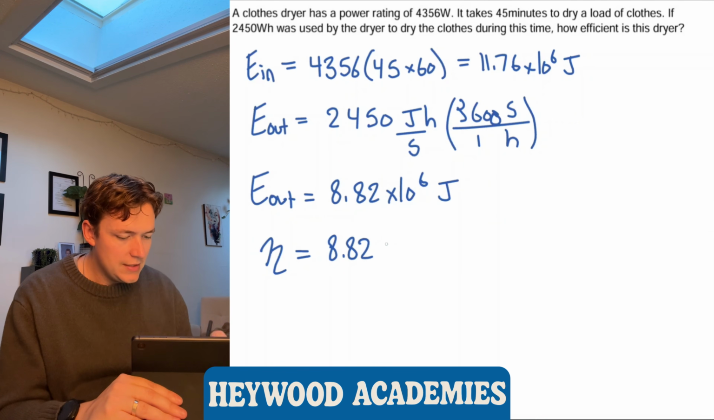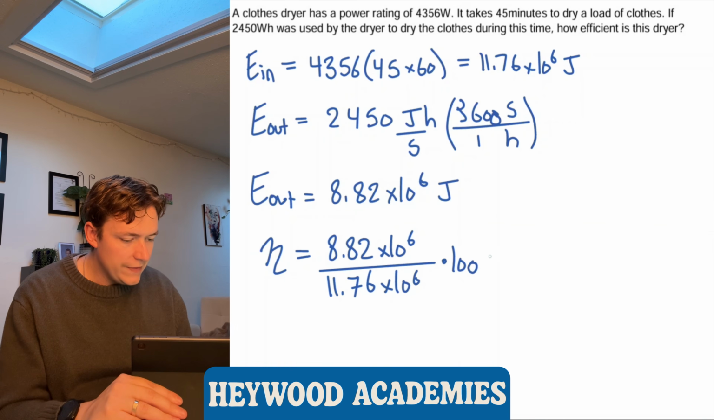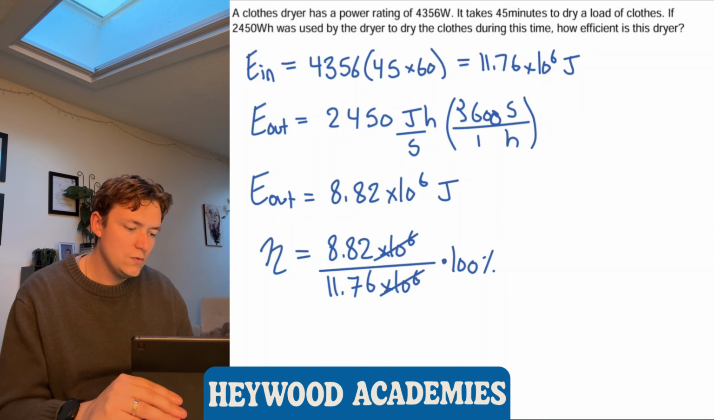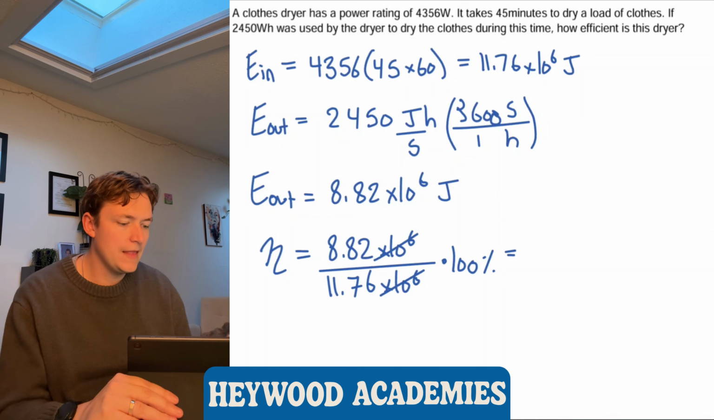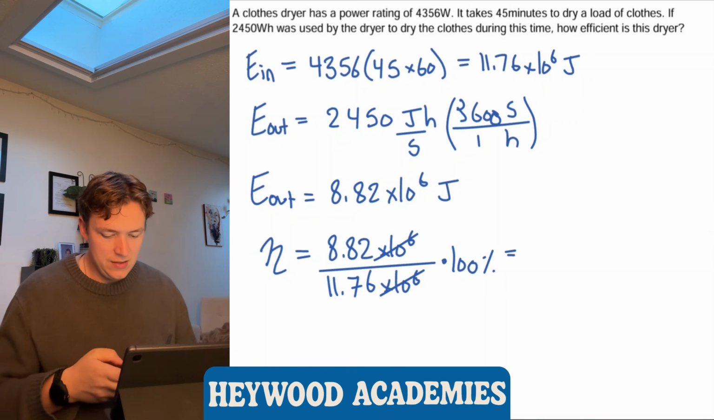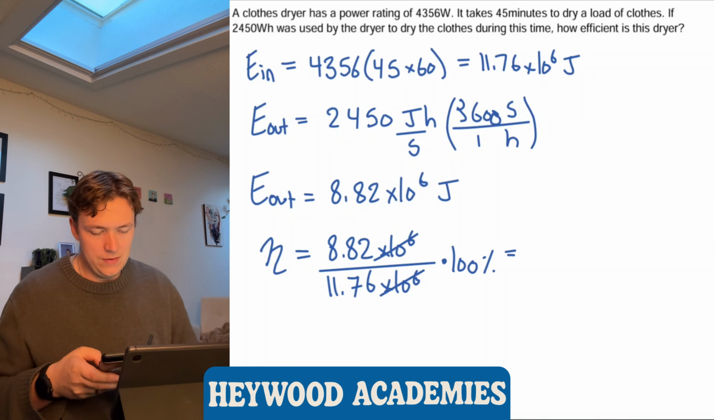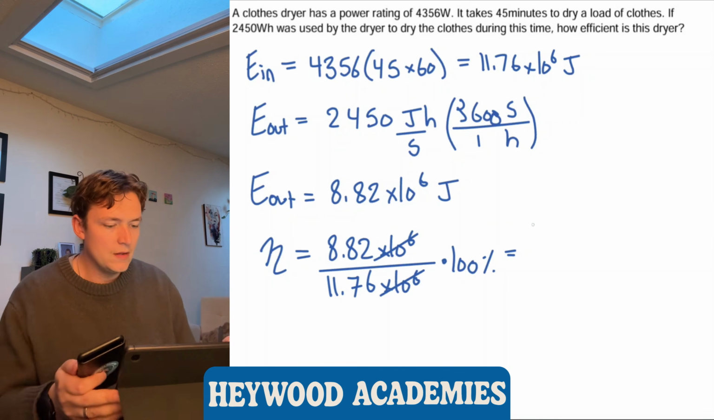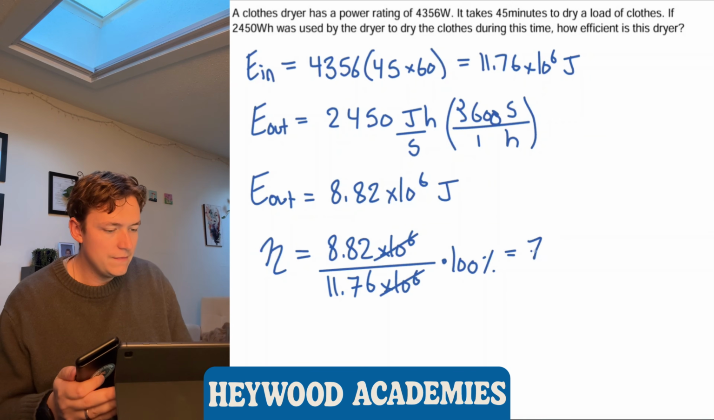So there's a times 10 to the 6 on the top, and there's a times 10 to the 6 on the bottom. So if you want to, you can plug it into your calculator exactly the way it is. But if you want this to be a little faster, times 10 to the 6 divided by times 10 to the 6, those two will be gone. So it's just a little shortcut to make this easier. So I'm going to go 8.82 divided by 11.76 times 100. And that gives me 75%.